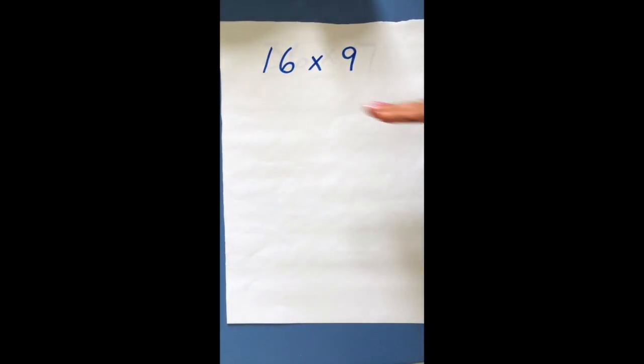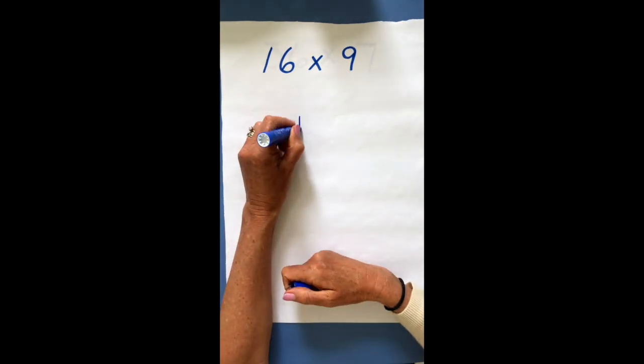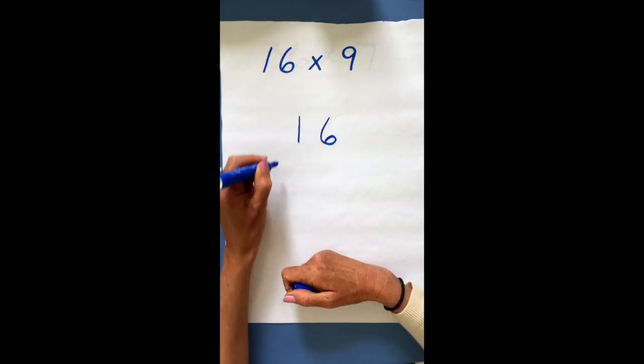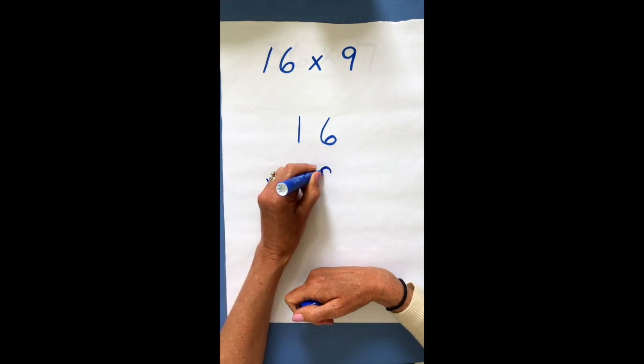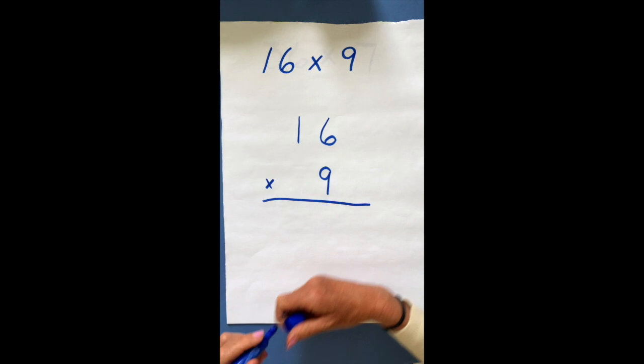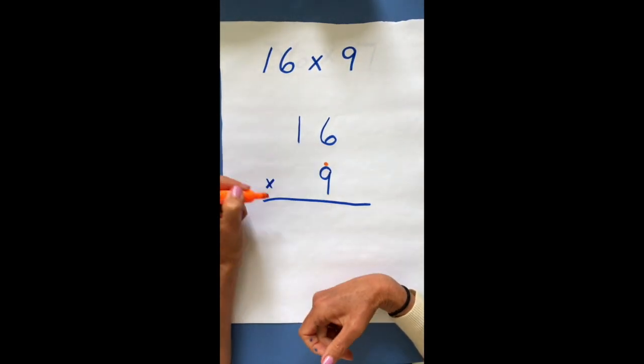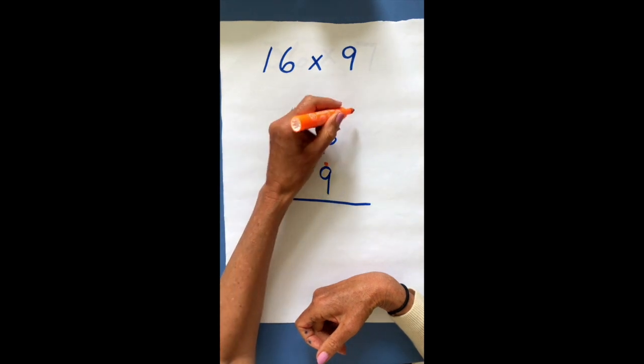Again, I don't want it to be horizontal. I want it to be vertical. So I'm just going to rewrite the problem. 16 times 9. And I've lined up the ones digits and the tens digits. Now I put the dot. And now all I'm going to do is go to the ones house first.